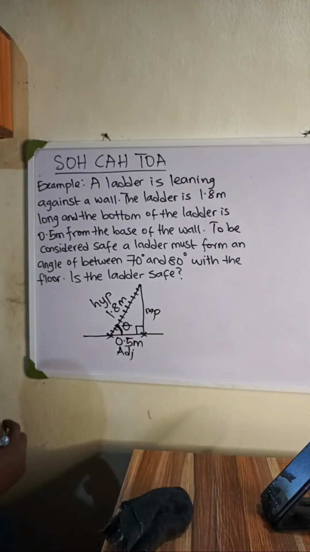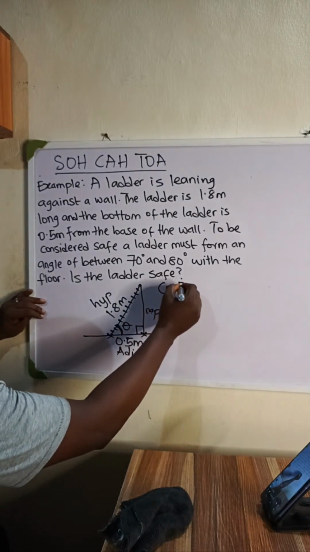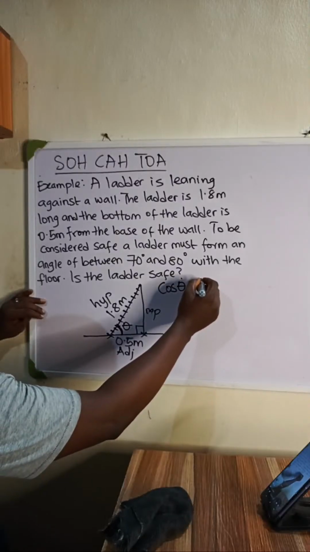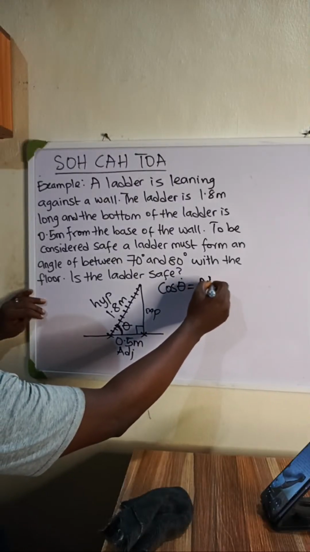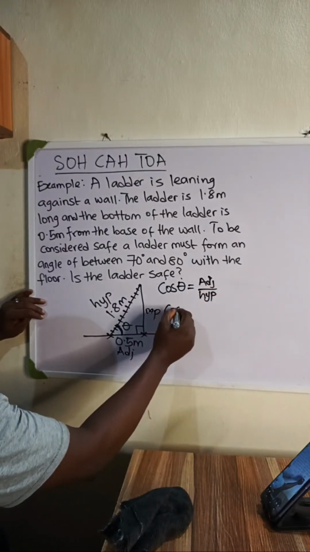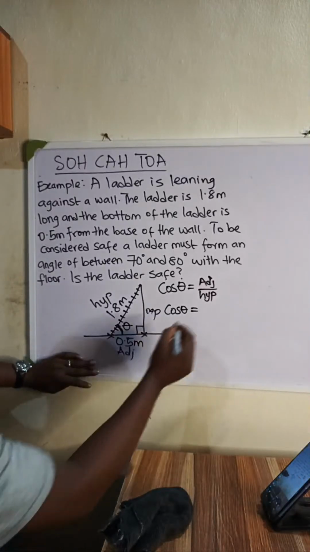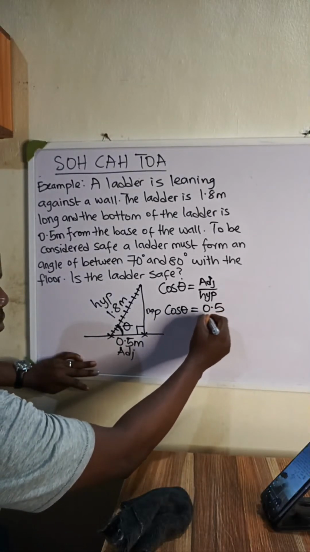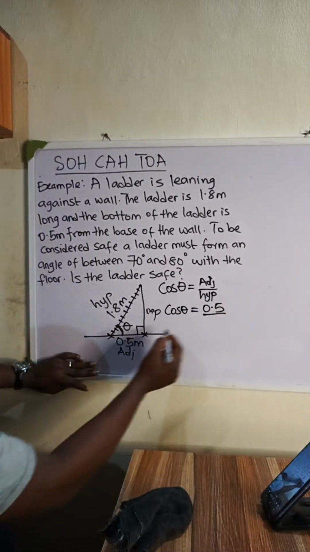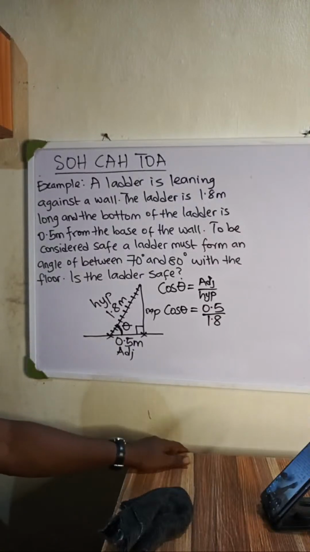So let's look at it. We have cos theta is equal to adjacent over hypotenuse. So cos theta, our adjacent is 0.5, so we have 0.5 all over our hypotenuse is 1.8. So what is 0.5 divided by 1.8?